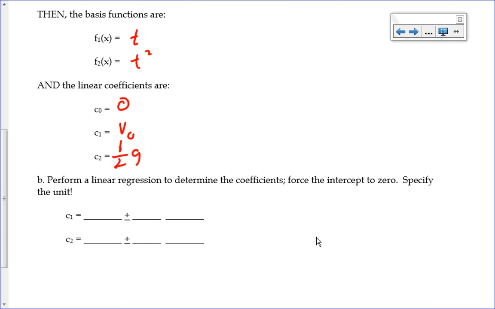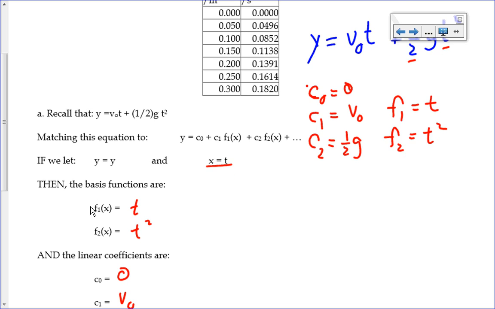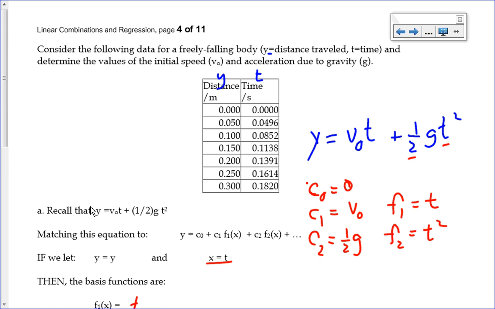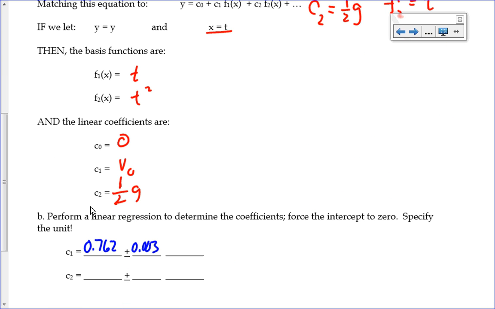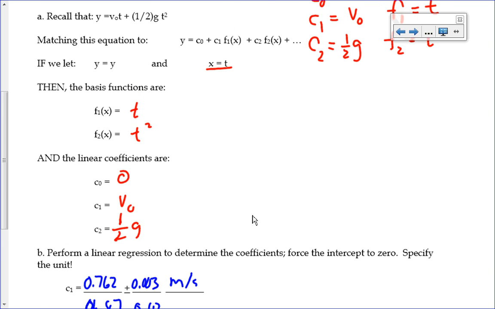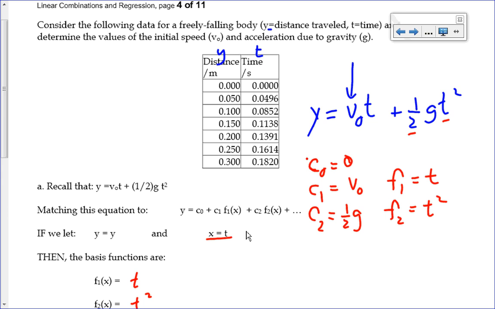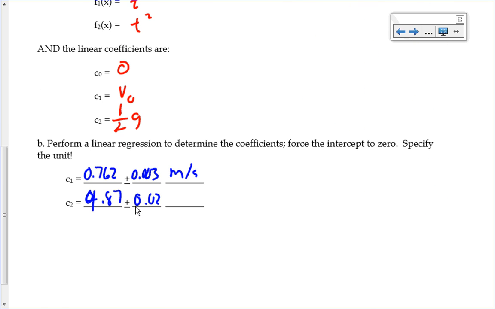So what was our C1? Plus or minus 0.003. And what should be the unit for C1? C1 is V naught, right? So that should be meters per second. And our intercept was plus or minus. And the unit for that is meters per second squared. You should be able to work that out, right? Meters per second squared.